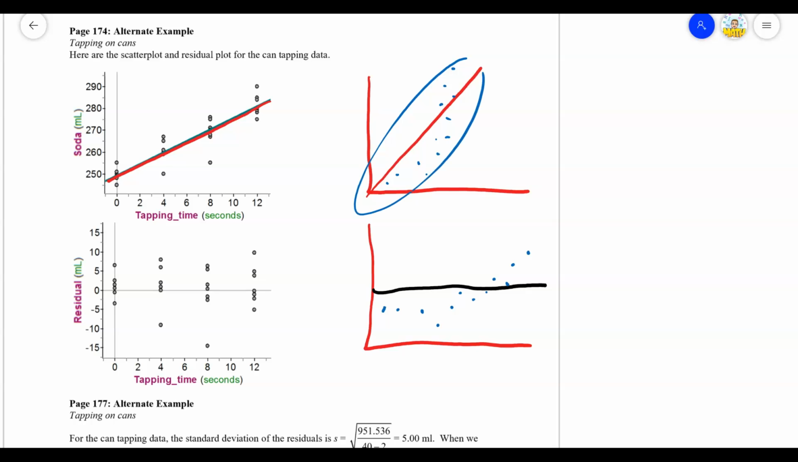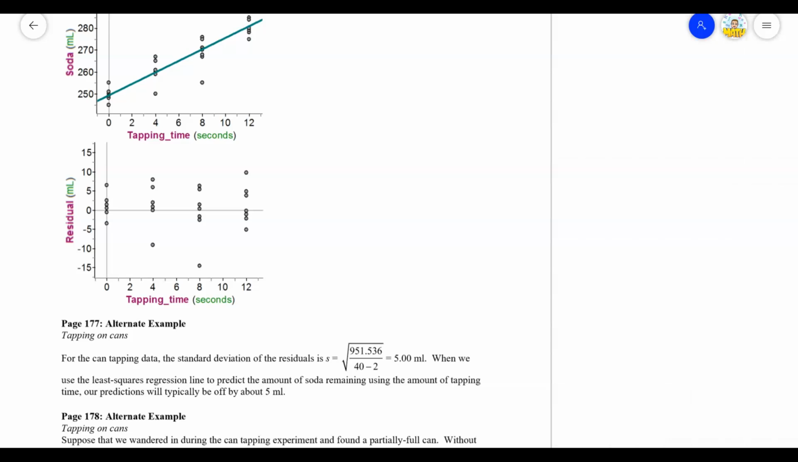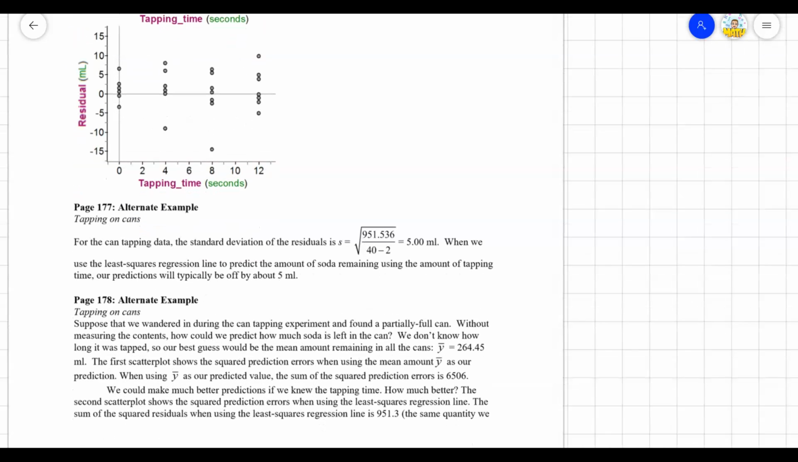When I see a clear pattern in the residual plot, see how this is turning and moving through here? That's a clear pattern in the residual plot. That's something that indicates to me that the linear model might not be a very good fit. Okay, it might be some kind of a curving model, like an exponential or possibly quadratic, something like that.